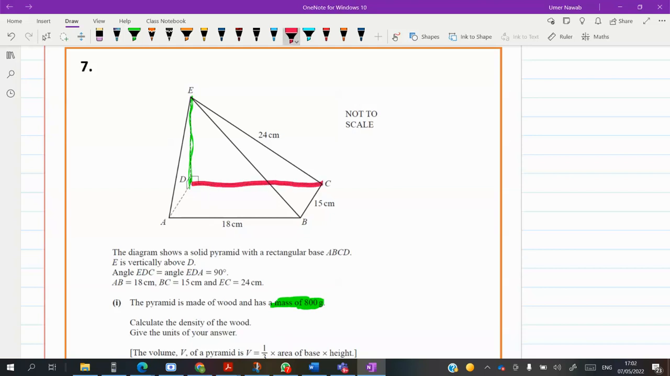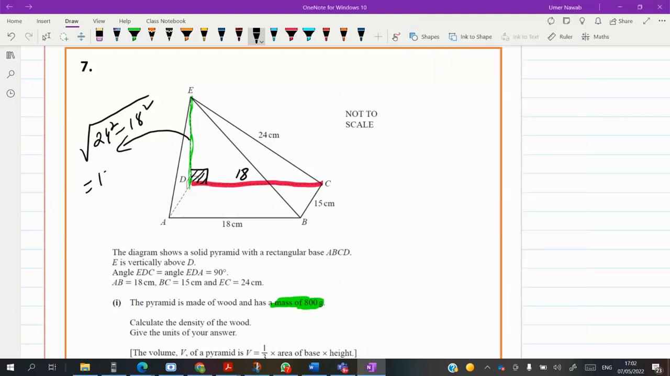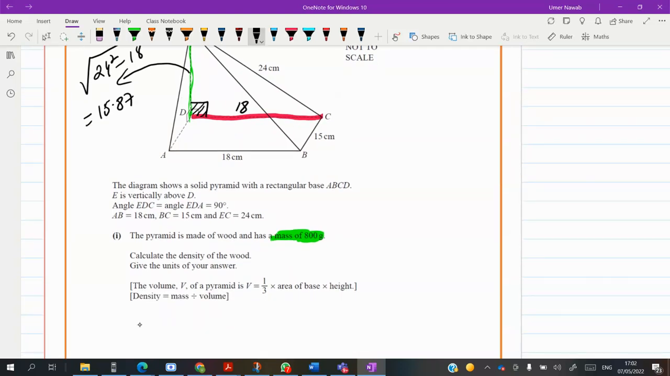As you know, this is 18, this is 90. So your ED will be square root of 24 squared minus 18 squared, which will give me how much? 15.87. Okay, once you find it, now we can easily find the volume.